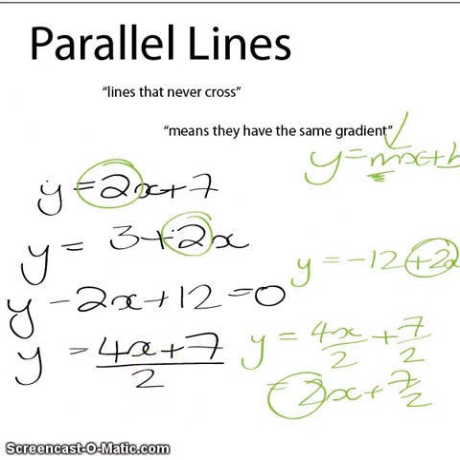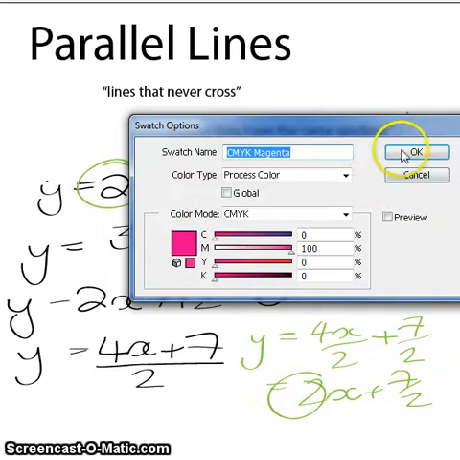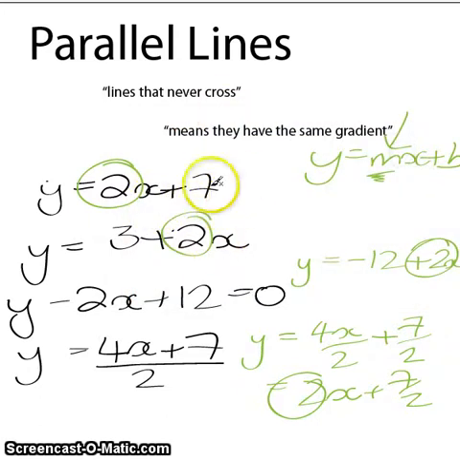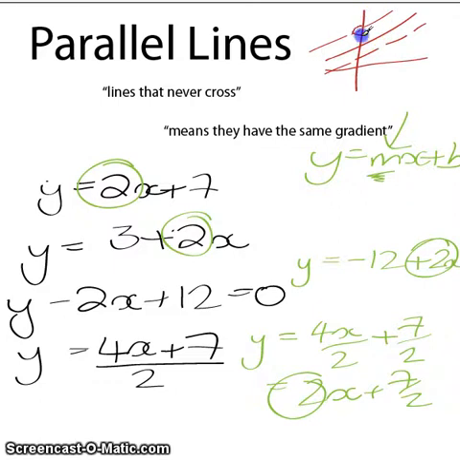The thing that's different between them all is the y-intercept. It just means how far up or down these lines have been translated. Imagine a Cartesian plane. Here's one line. The other one will be parallel. You might have another one. So these y-intercepts are all different, but the gradients are all the same. Y-intercept of 7, 3, minus 12, and 3.5.